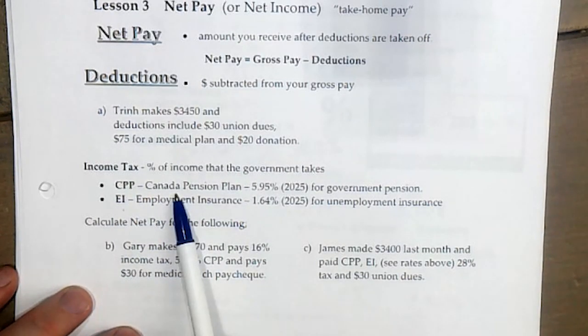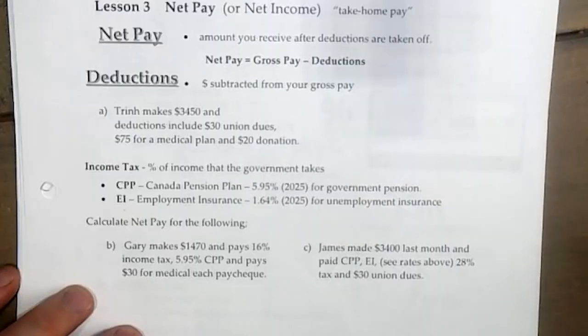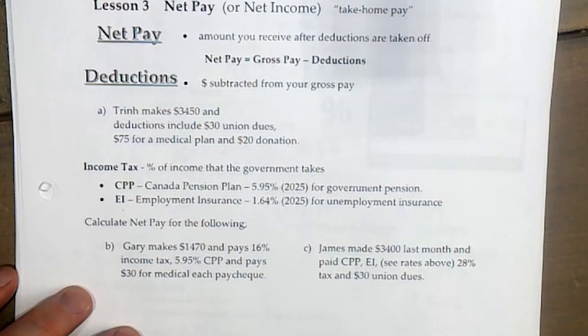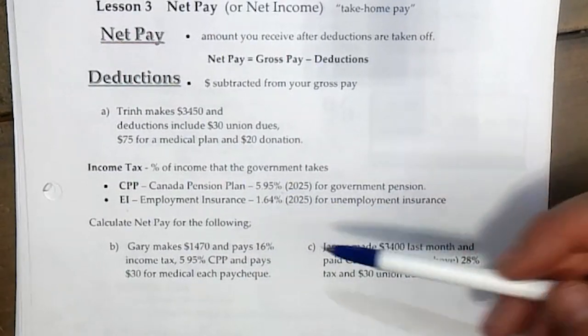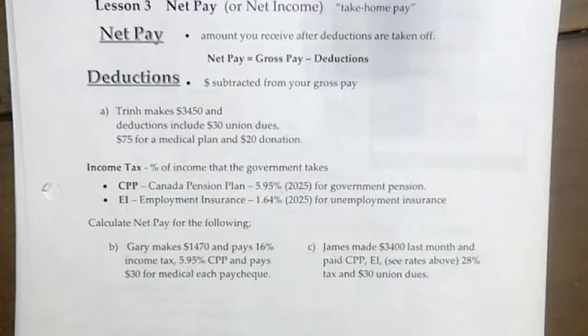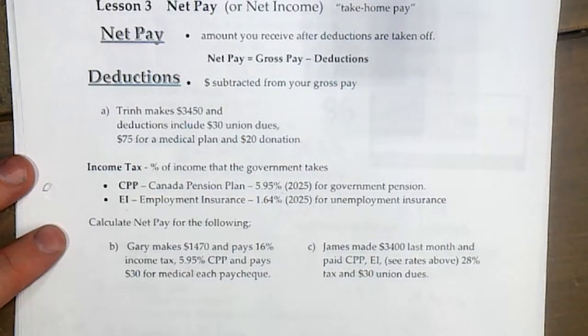CPP, Canada Pension Plan. This is when you retire. So while you're working, you always put money into the pension plan, specifically 5.9% of what you earn. And when you retire, usually at 60 or 65, you start receiving that money back from the government.